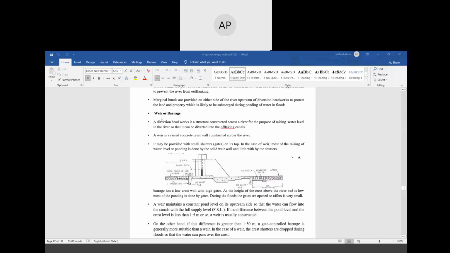And weir and barrage. So already you have got what is weir and barrage. A diversion headwork is a structure constructed across the river for the purpose of raising water level in the river so that it can be diverted into the off-taking canals. A weir is a raised concrete crest wall constructed across the river. It may be provided with small shutters on top.